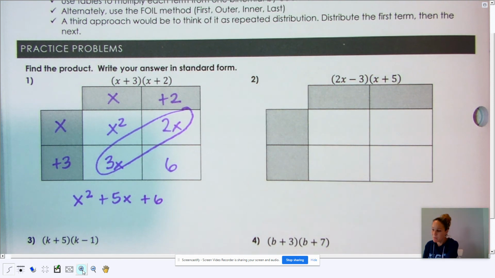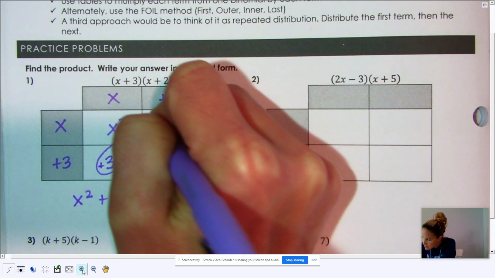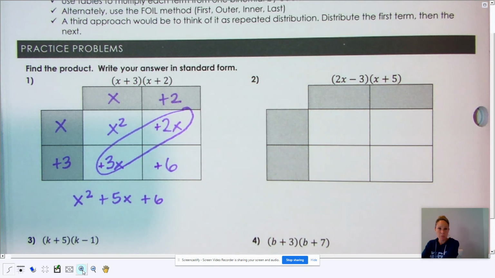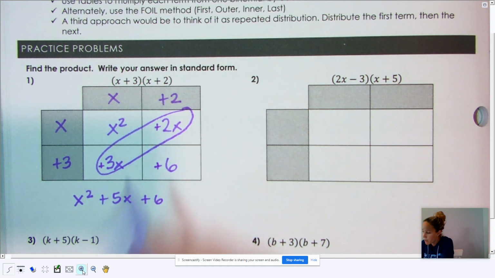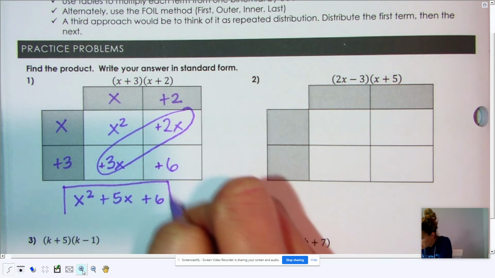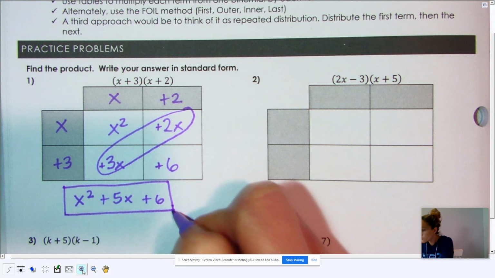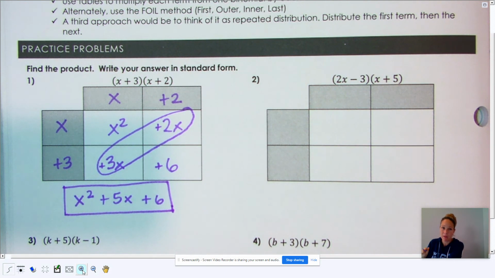And if it helps you remember, you can even put the plus on each of those to help you remember to put it in your answer. But you don't need it when it's positive. Okay, so let's try that again with a little bit harder problem.